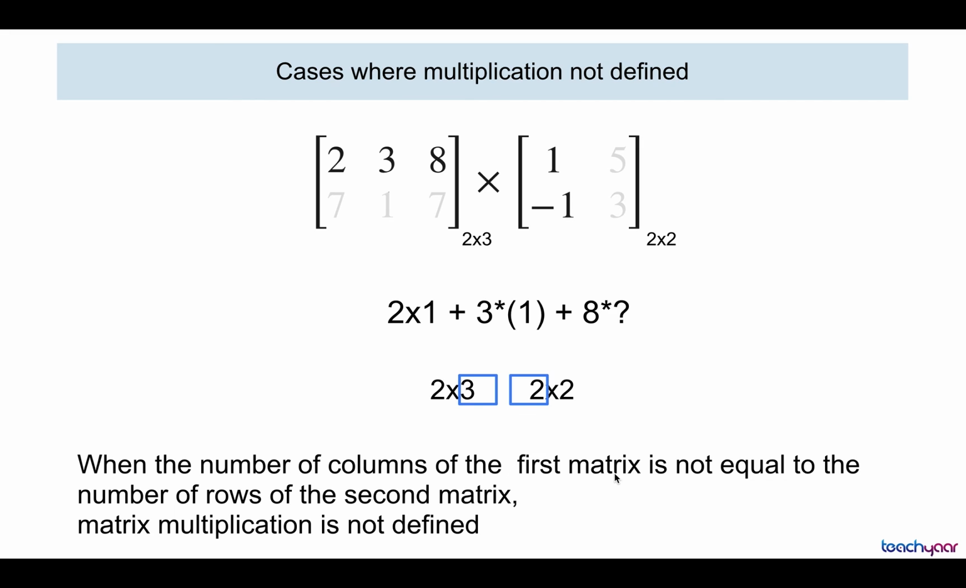Okay, so that summarizes what matrix multiplication is. We've gone through 3 examples here. We've also shown you the property that matrix multiplication is not commutative. We've also explained how matrix multiplication might not be defined in certain cases.